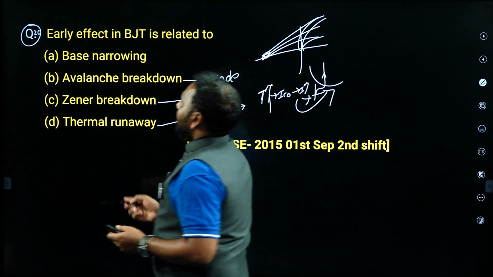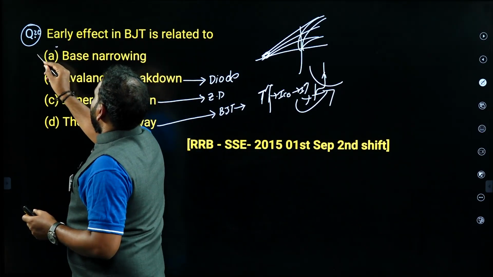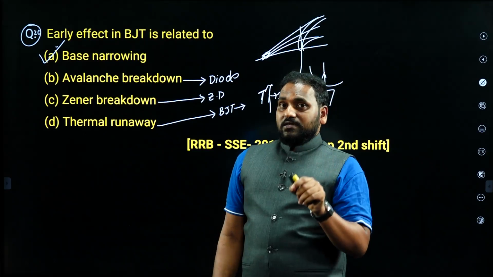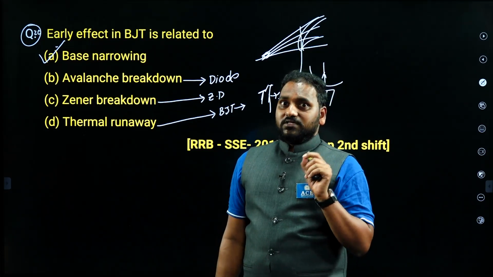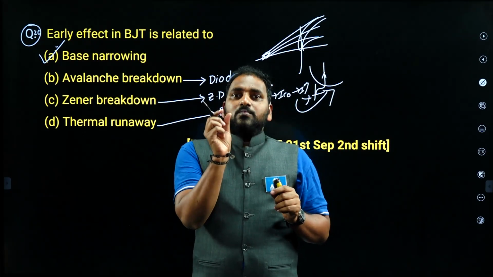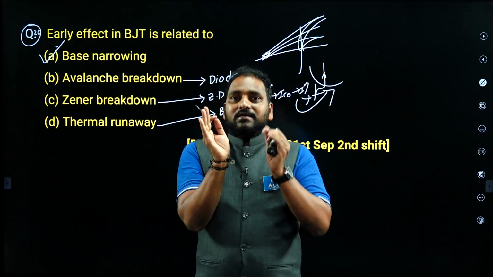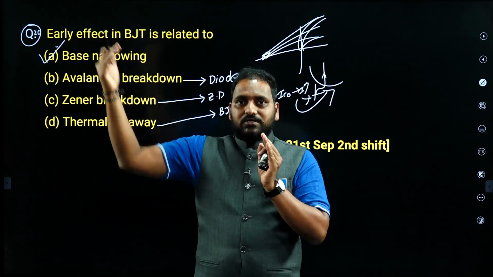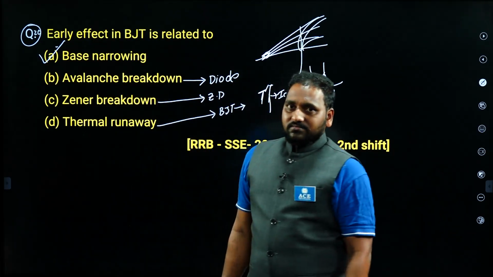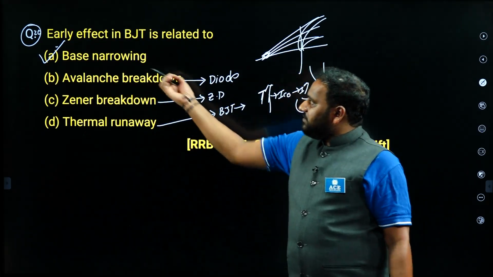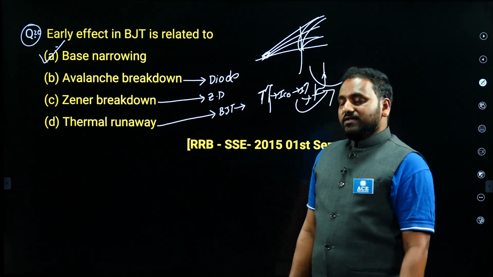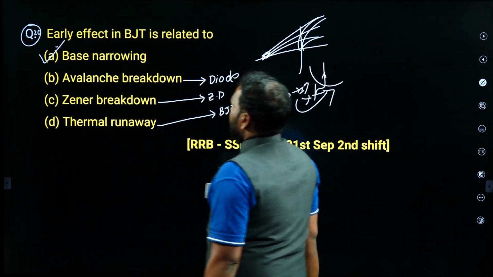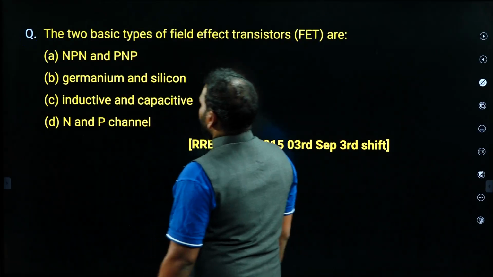Base narrowing, or in the notes I have given it as base width modulation. You go and read it. Base width modulation means change, because the base width will decrease as you keep on increasing the reverse bias voltage. So that is nothing but base narrowing. The concept is the same, he has just given a different keyword. We have discussed this topic already in the self-phasor program, right? So A is the correct option.